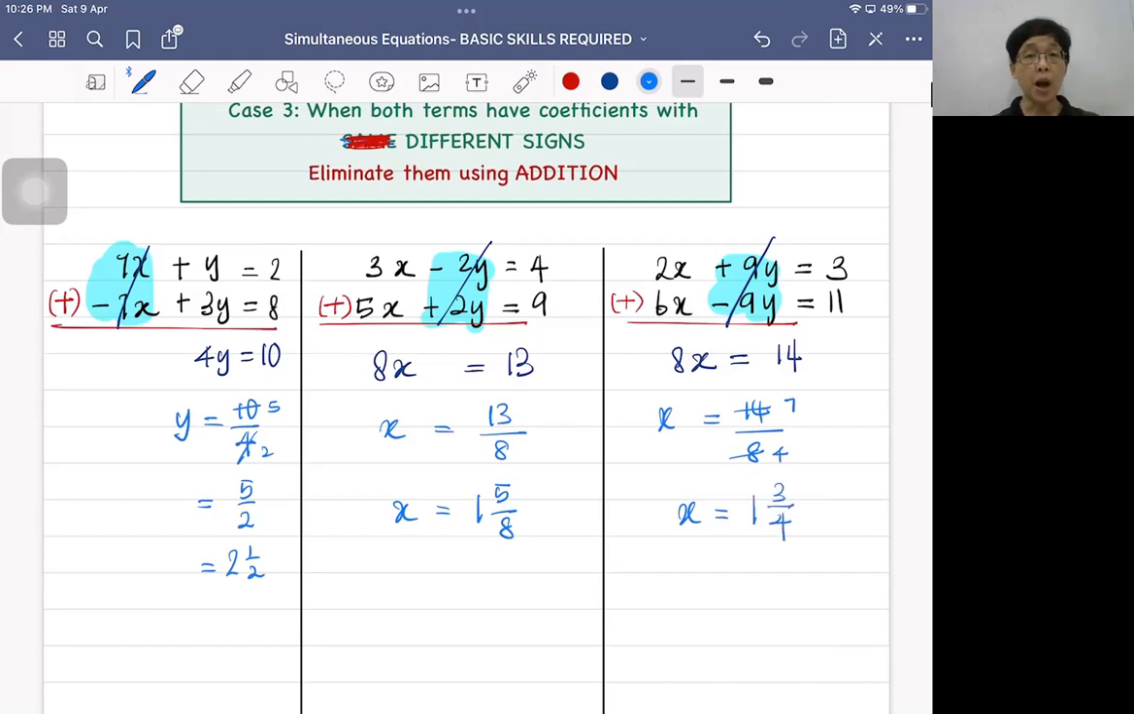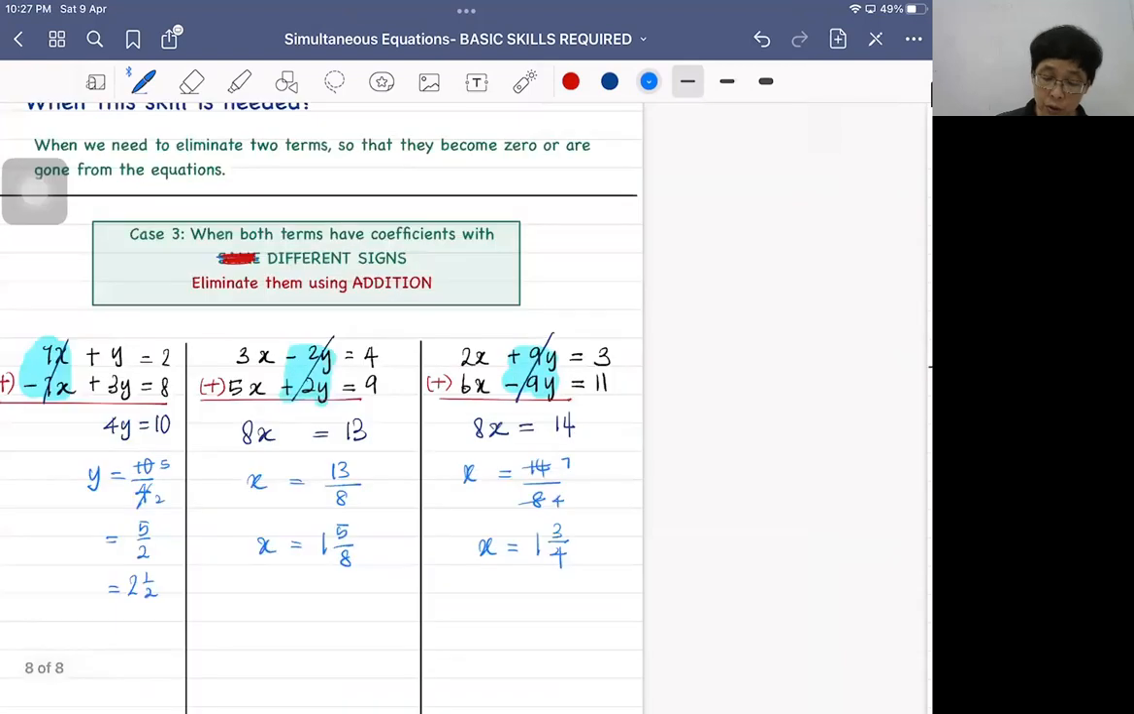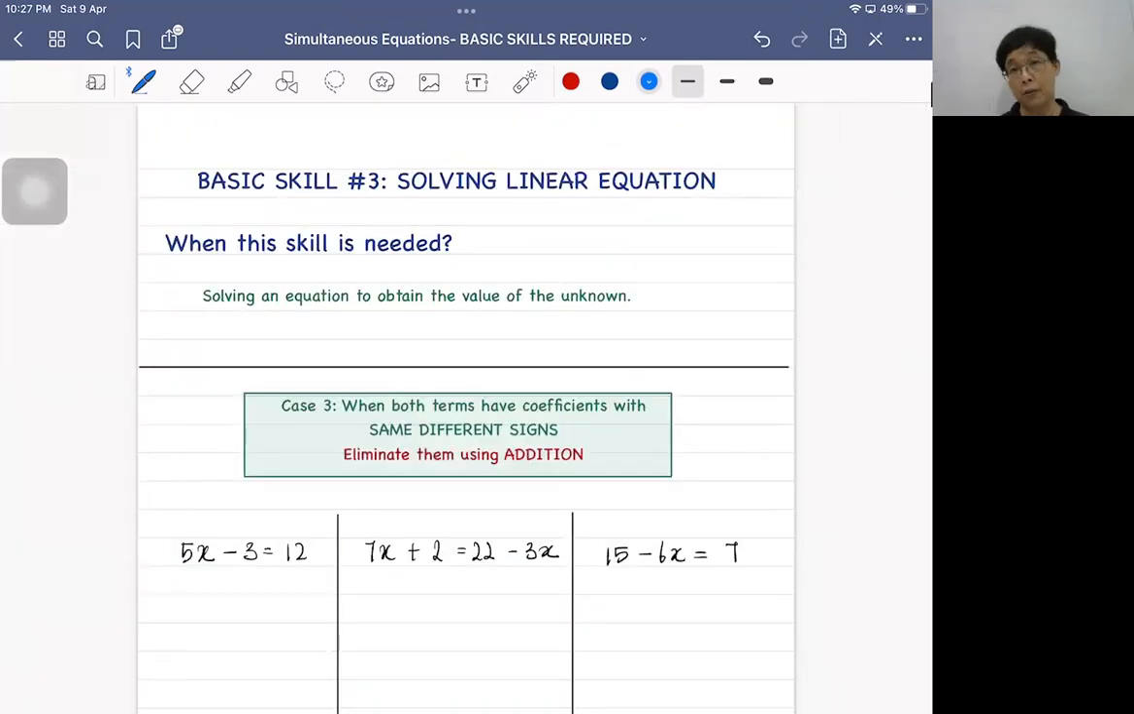Again, a complicated simultaneous equation has now been turned into a simple one unknown equation. So easy and so straightforward. But everything has to begin by being able to recognize coefficients, able to adjust them so that they are the same, and then we get rid of them. All right. So now I will move on to the third and final.